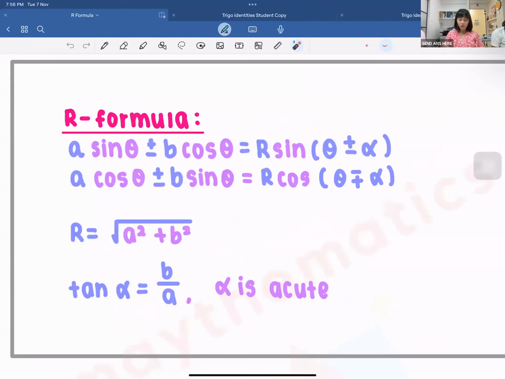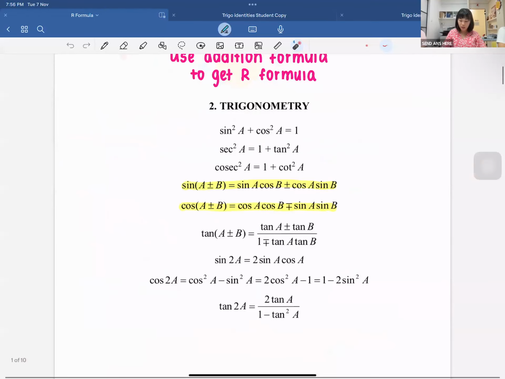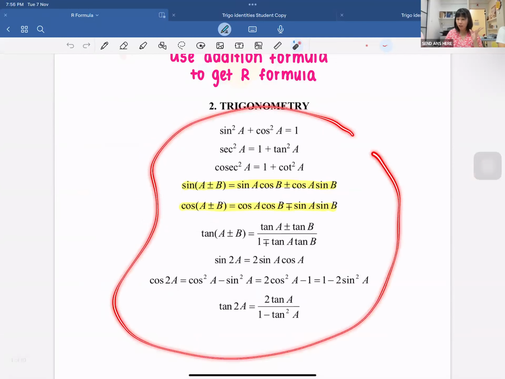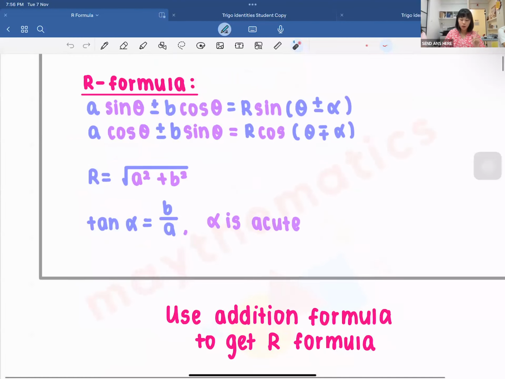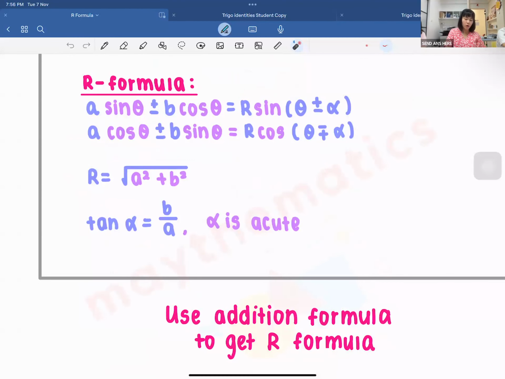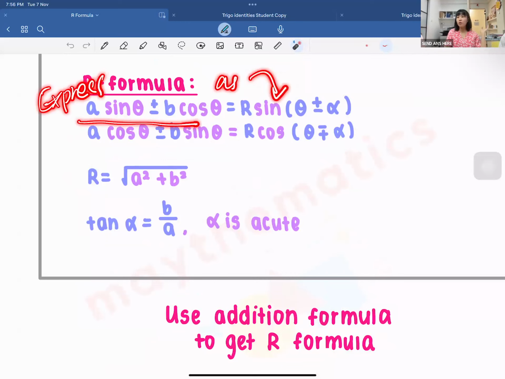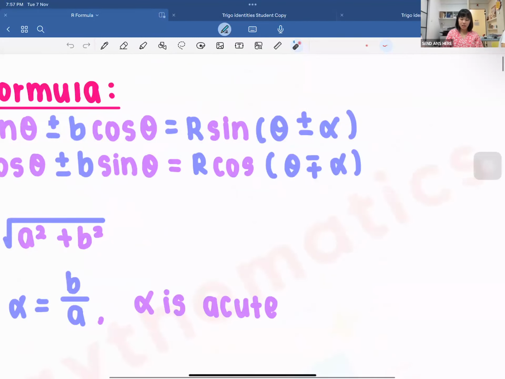Okay. Now this formula here, your first page, this one, is not given in the formula sheet. If you take a look at your formula sheet, you see there's no R formula in a way. However, usually the good thing is the question will tell you to express this as this. The question will straight away tell you it's R formula. Okay, you see the R there, you know it's R formula. Then R formula actually is using what formula? You guys see this.